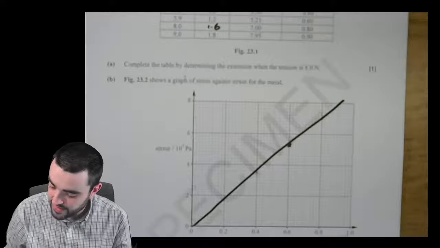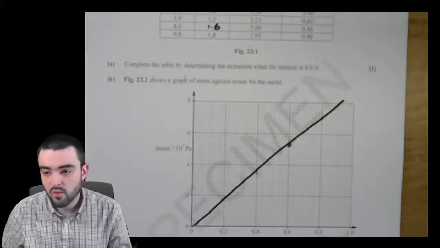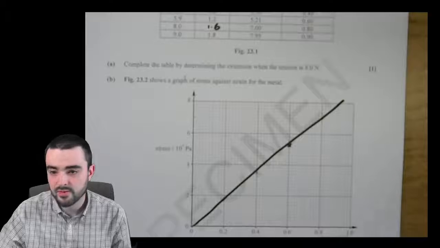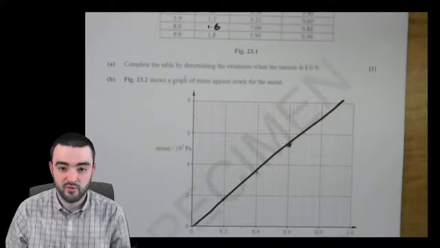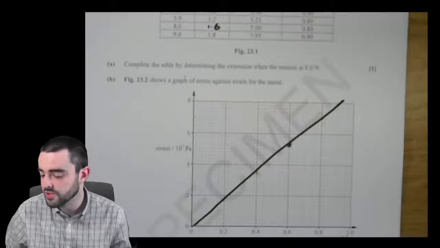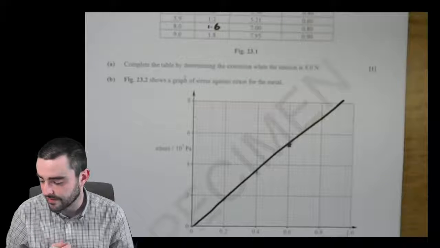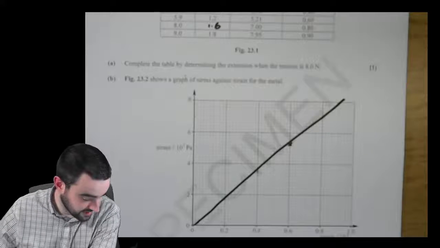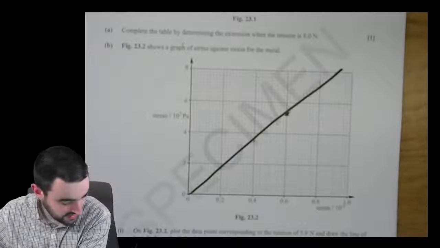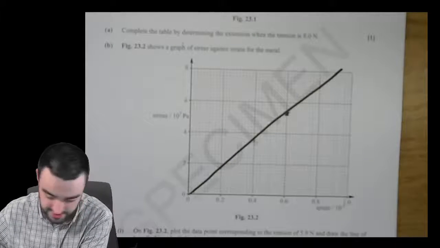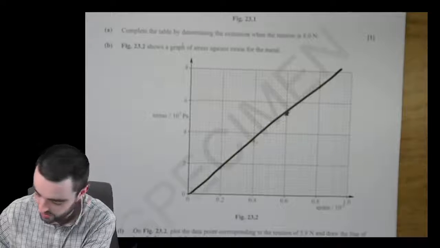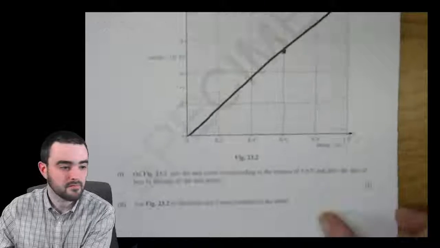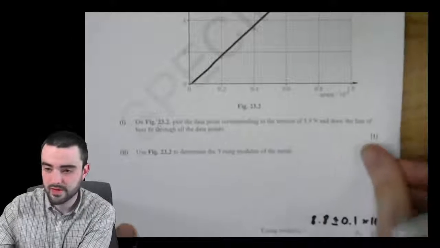Use the figure to determine the Young's modulus of the metal. Well, you just need to identify the gradient, which again, I'm not going to do on here because I can't quite read the values that clearly. But you'd just be doing change in X over change in Y. No, change in Y over change in X. Right, and the Young's modulus actually ends up being 8.8 plus or minus 0.1 times 10 to the 10. There we go.